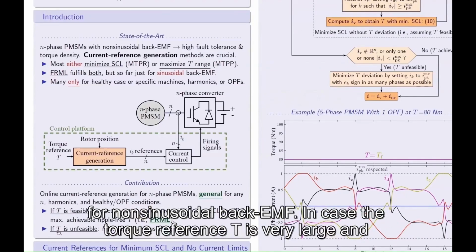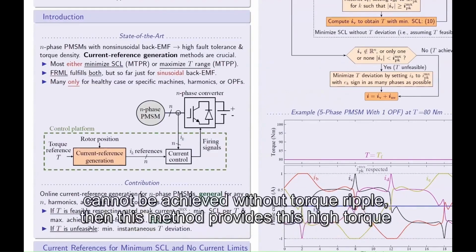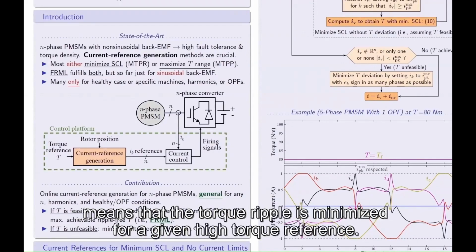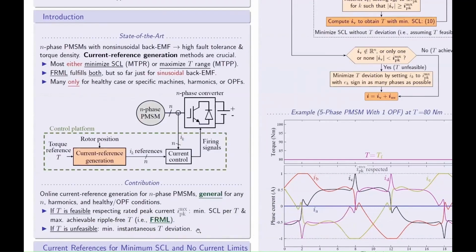In case the torque reference T is very large and cannot be achieved without torque ripple, this method provides this high torque while minimizing the instantaneous deviation from the torque reference, which means that the torque ripple is minimized for a given high torque reference.